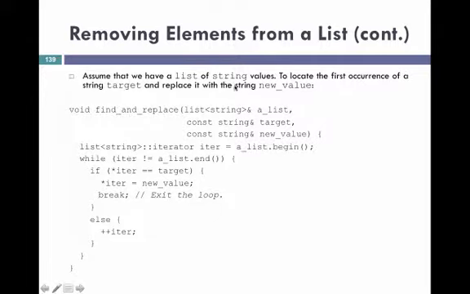If we have a list of string values, we want to locate the first occurrence of a target value and replace it with a new value. So our parameters are a list, the target value, and the new value. We initialize an iterator variable, and while we're not at the end of the list, we can compare, using the dereferencing again, the current item in the list with the target. If they're equal, then this does an assignment to replace that value with the new value, and then we break out of the while loop because we're just modifying the first occurrence. Otherwise, we advance the iterator.